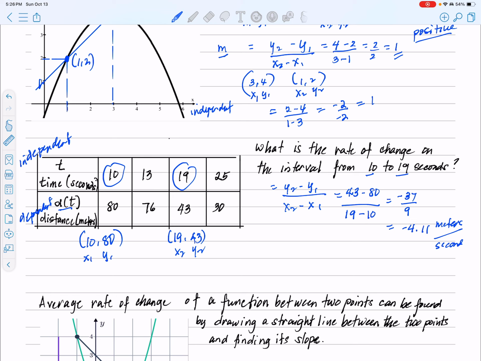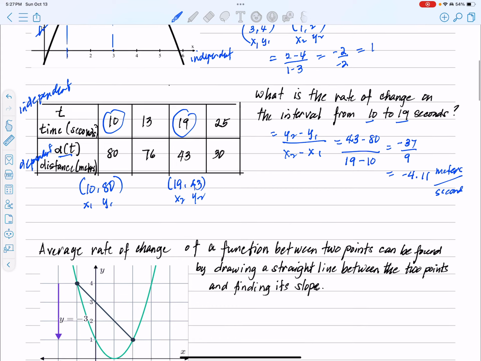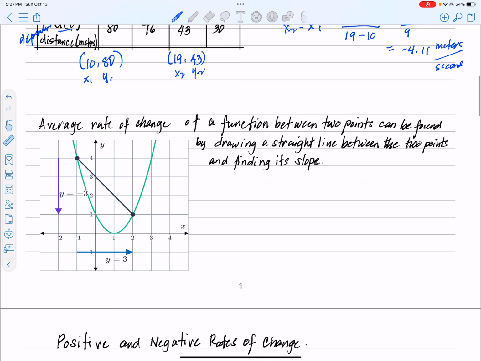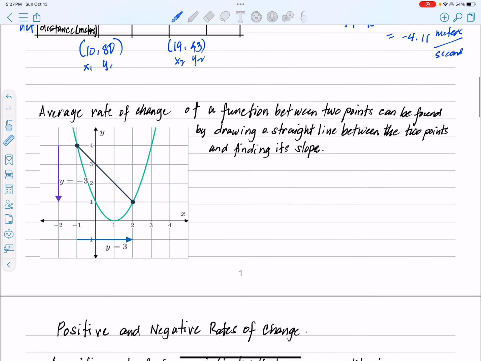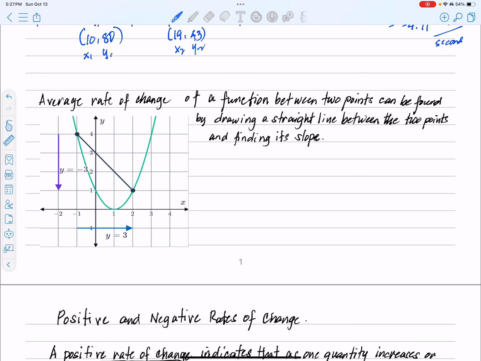All right. So that is if you are given a table. How about, let's do the average. Usually, if we are given a graph, as we said, the average rate of change of a function is between 2 points and can be found by drawing a straight line between the 2 points and you find the slope, okay?